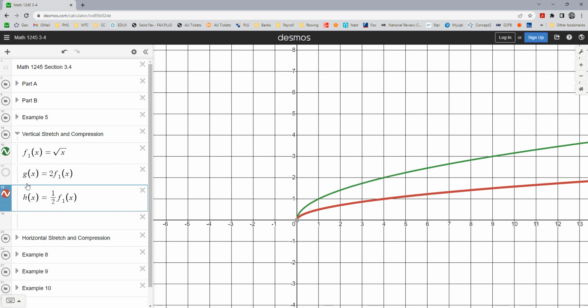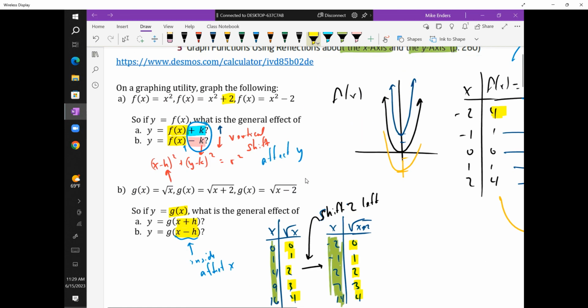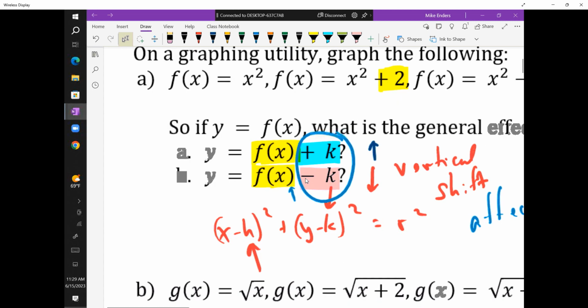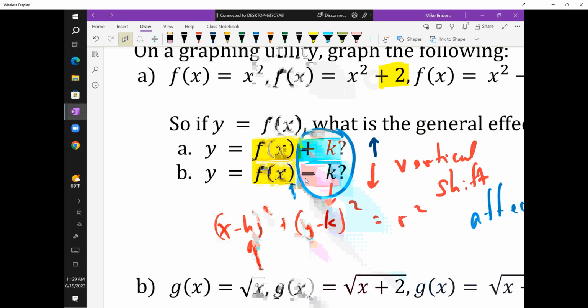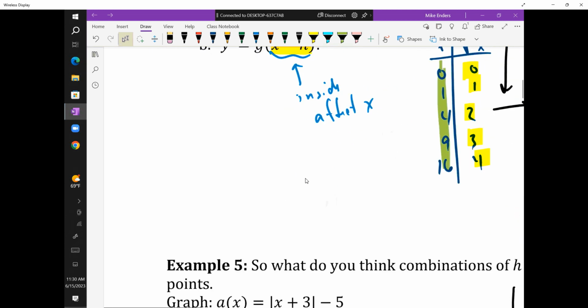So what we see then, when we had values outside the function, it affected the vertical. Outside the function here, we moved up or down whatever the k value was. Now we're saying I am still going to do the same thing.